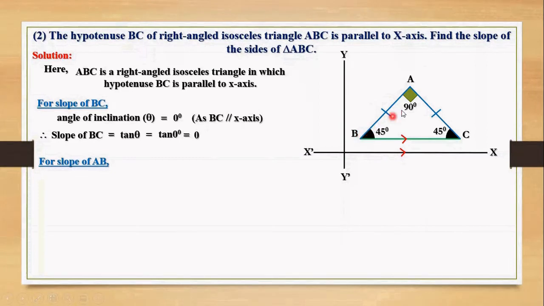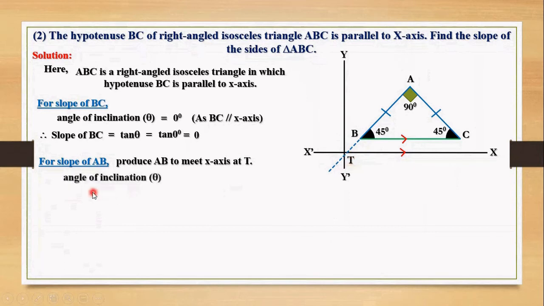To get the inclination, the line must intersect with the x-axis. Here AB is not intersecting with the x-axis, so produce it to meet the x-axis at T. T is here. Now we have the angle of inclination, theta, which is angle BTX, and angle BTX and angle ABC are equal. This 45 degree and angle T are equal because BC is parallel to the x-axis and they are corresponding angles.